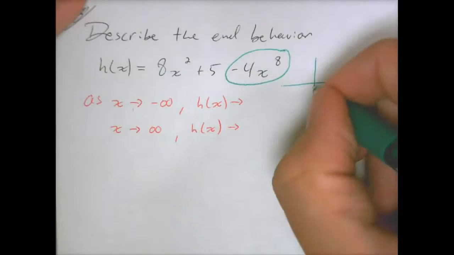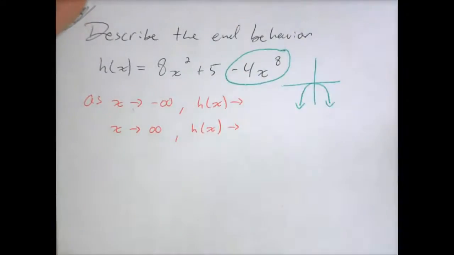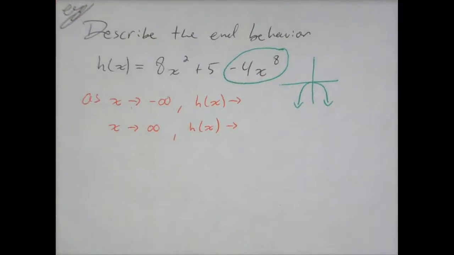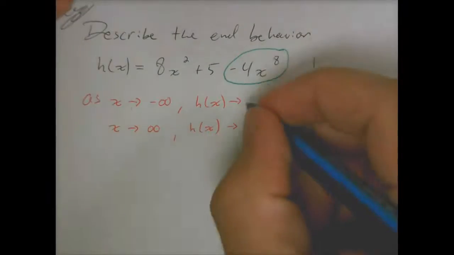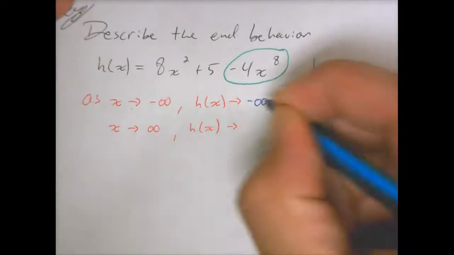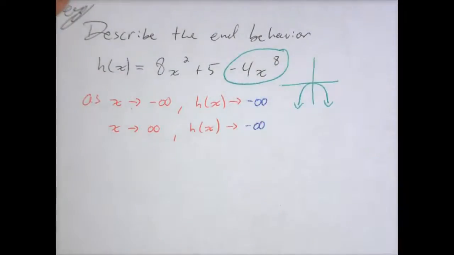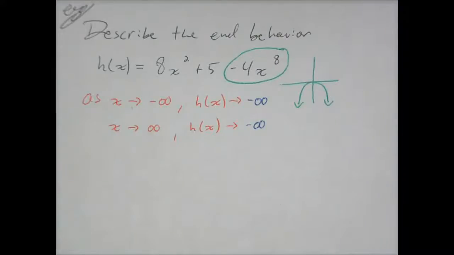It is negative, which means the parabola will be going down. It is going down. So as it goes to negative infinity, it goes to negative infinity in the y direction as well, and in the x direction. So it's going down in both directions to infinity.